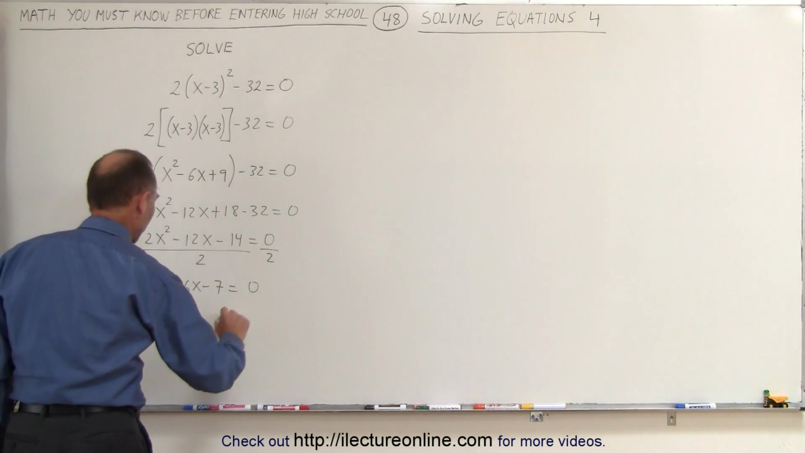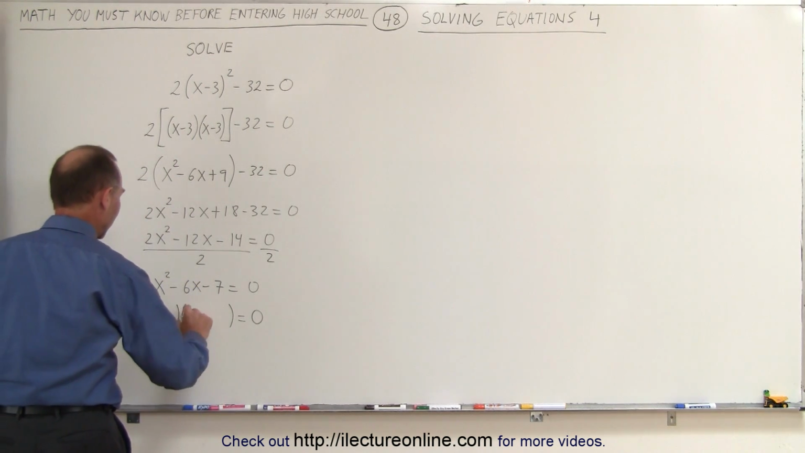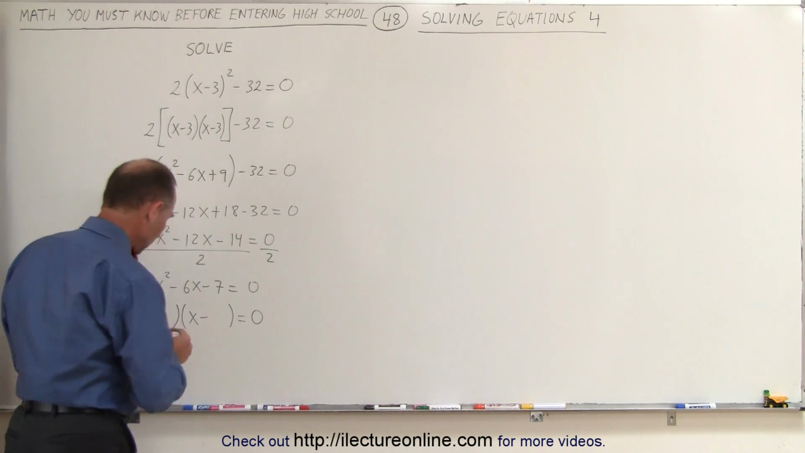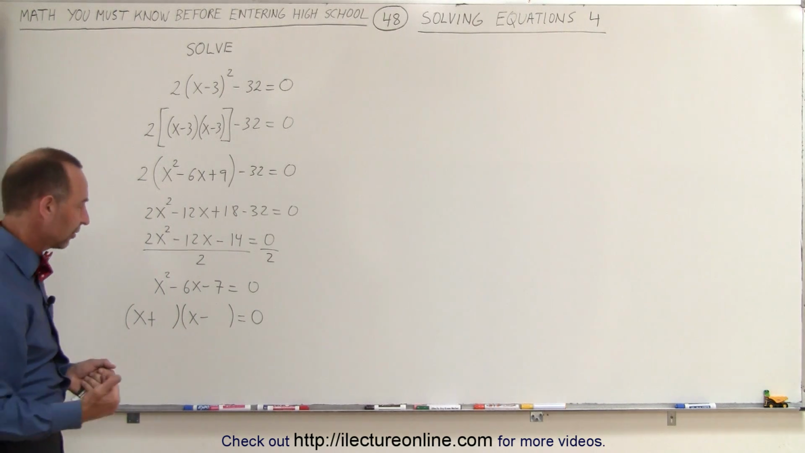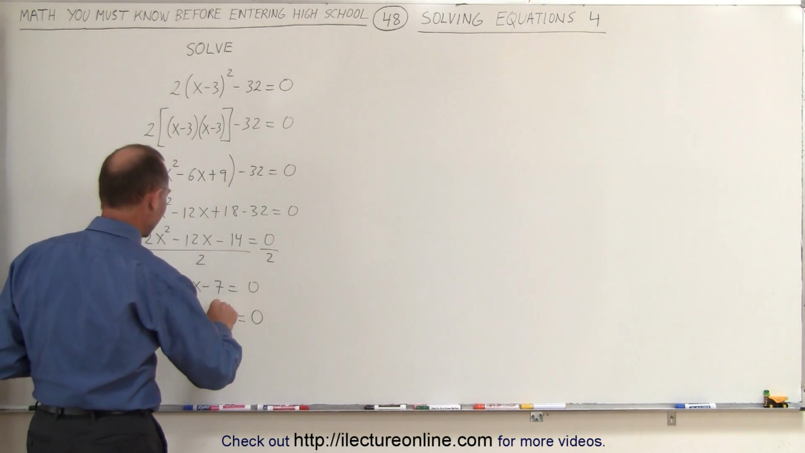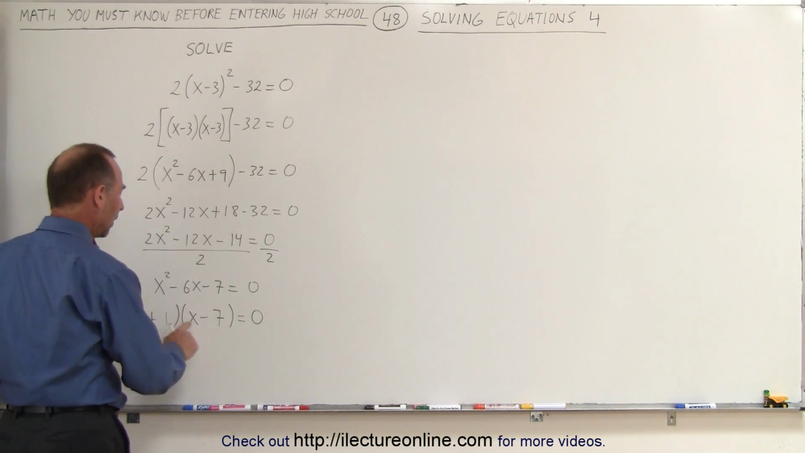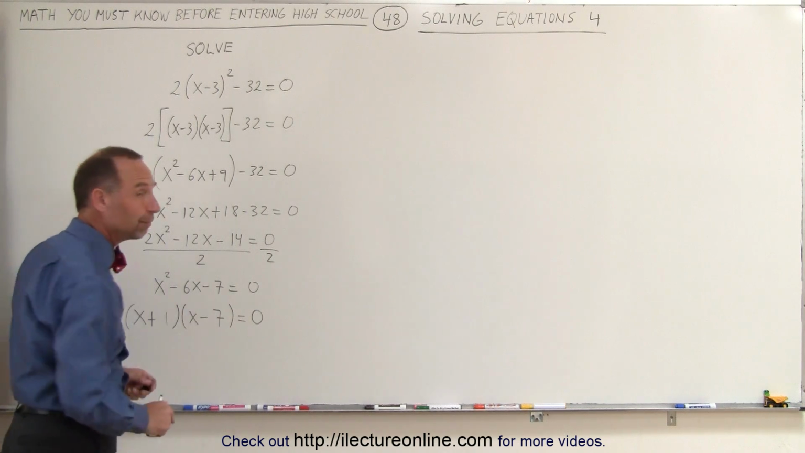So then we will write this as the product of two binomials. We have an x and an x with the sign here. That means we have a positive and a negative. When we multiply, we get a negative 7. When we add them, we get a negative 6. That looks like a minus 7 and a plus 1 will do the trick, because 1 minus 7 is minus 6, and 1 times minus 7 is minus 7.